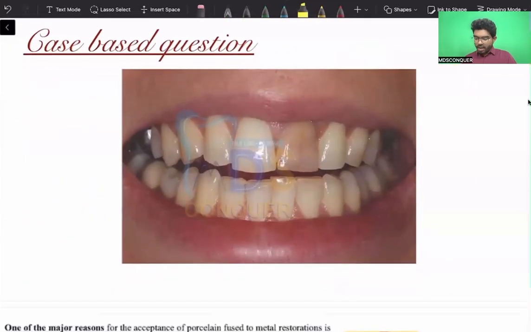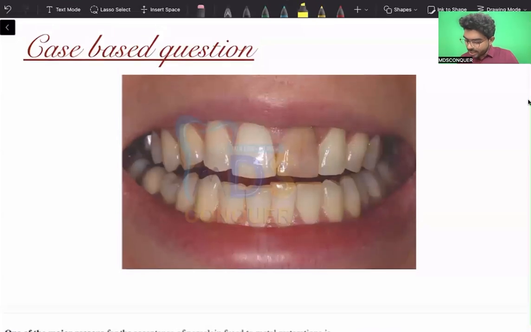Okay, so now you have a case in front of you. Can you tell me what is the Ellis classification of this particular case? You can see discolored teeth. What I can see is a crack, and I can see a discoloration.